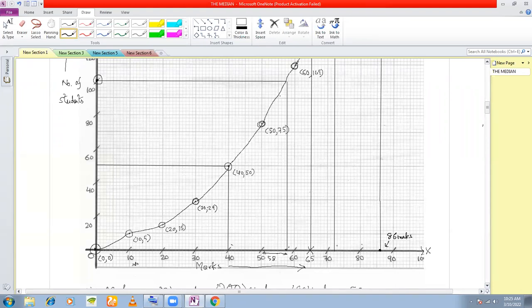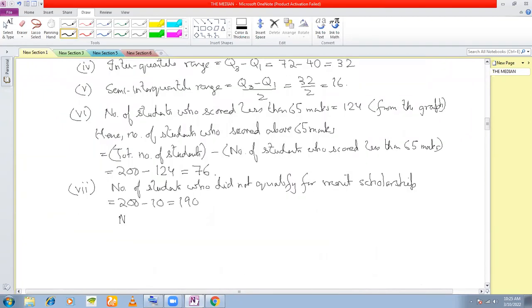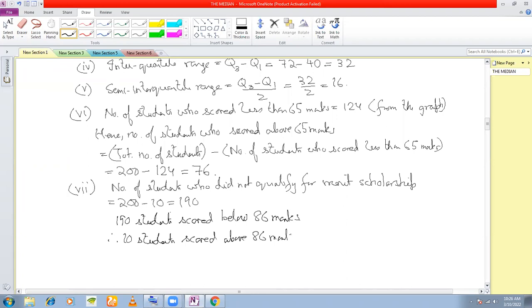So those 190 students have scored below 86 marks, right? So number of students, 190 students, let me write here, scored below 86 marks, right? So therefore 10 students scored above 86 marks. Now, because these 10 students have won the merit scholarship, therefore, what is the minimum marks required for merit scholarship?